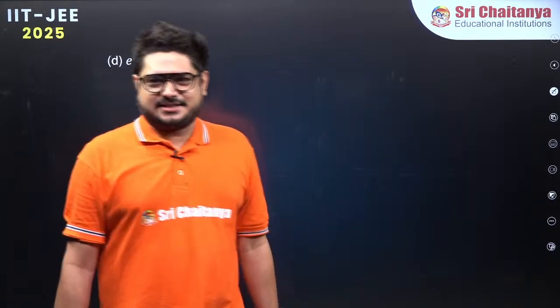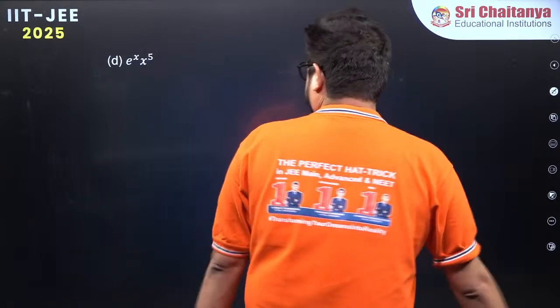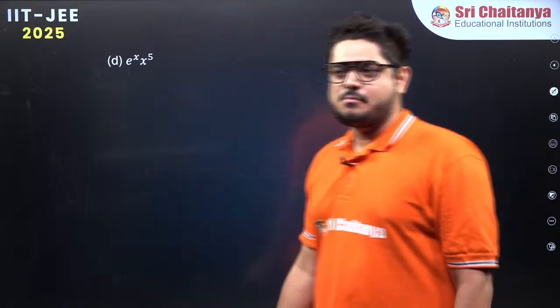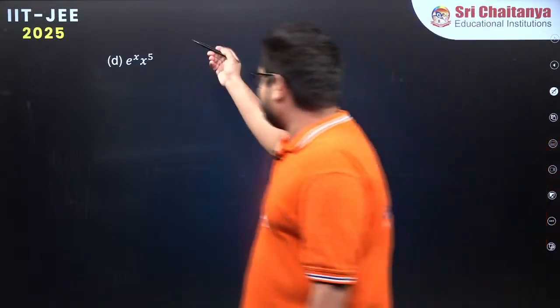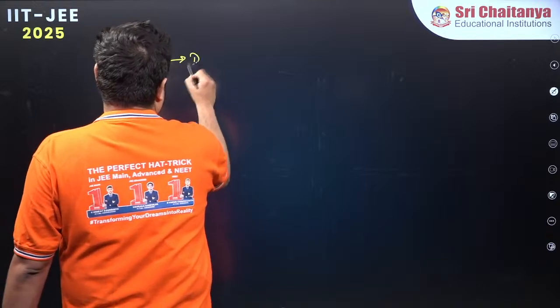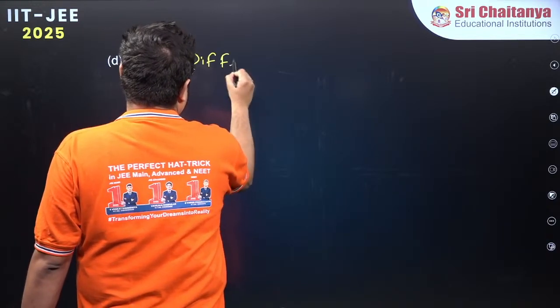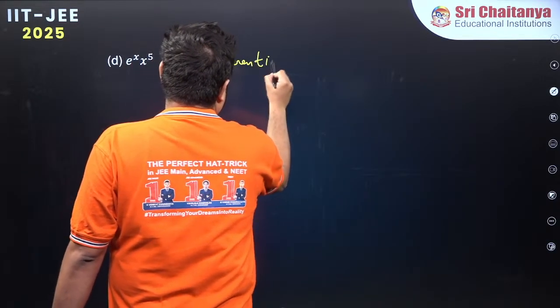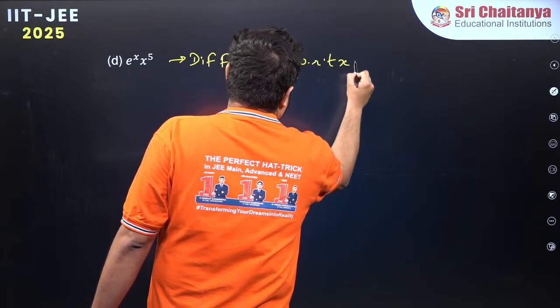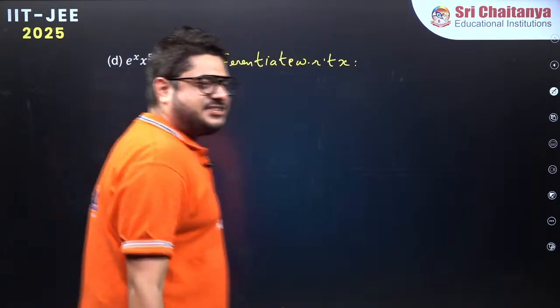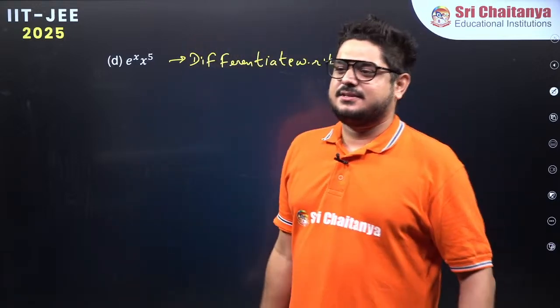e to the power x, x to the power 5. How are you supposed to? Obviously, you need to differentiate with respect to x.